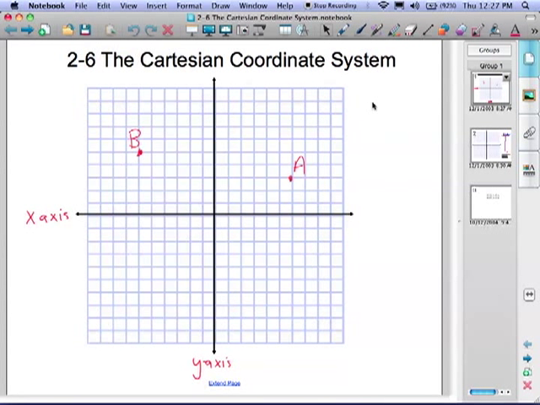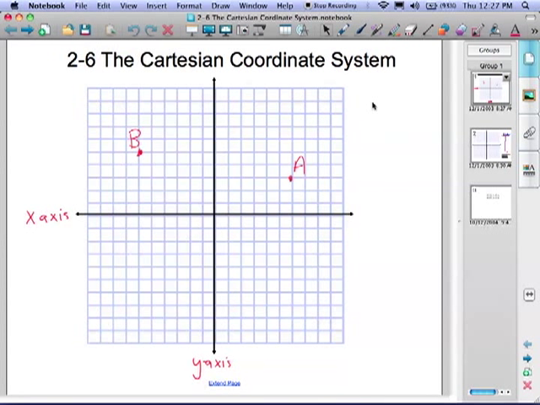2-6, the Cartesian Coordinate System, also known as graphing on a plane or putting points on a graph, which you've probably done in the past. In the past, if you look at where point A is, all of these numbers on the x-axis and the y-axis over where point A is, those numbers are positive. In this chapter, we introduced negative numbers. So we actually ended up with 3 extra areas on our graph.